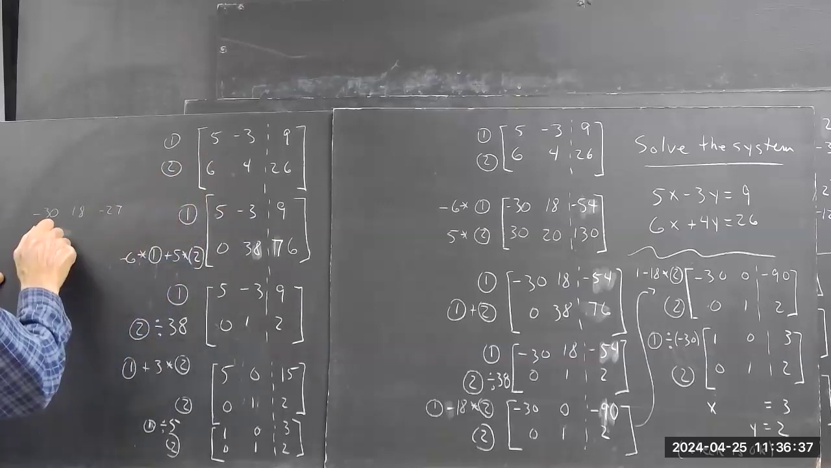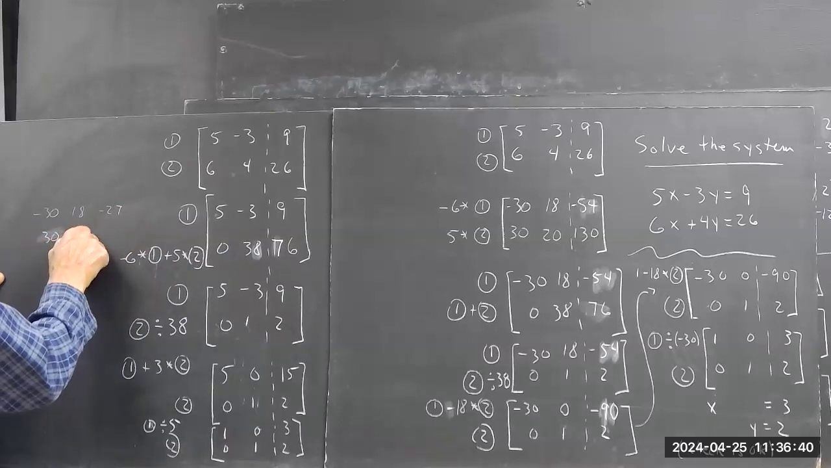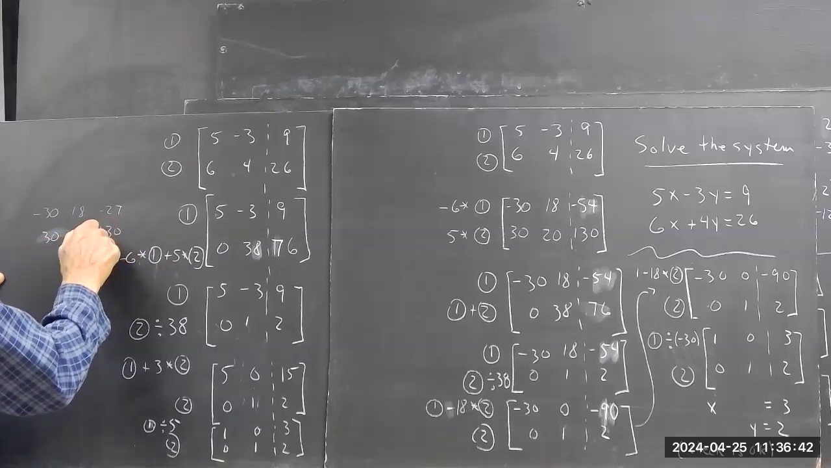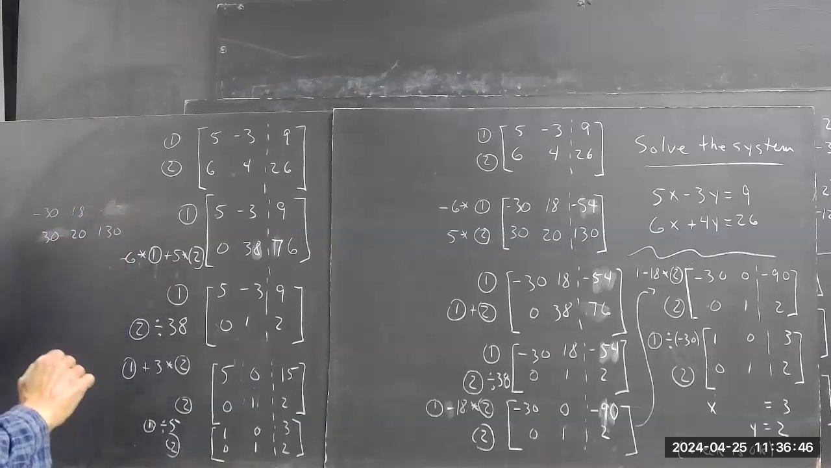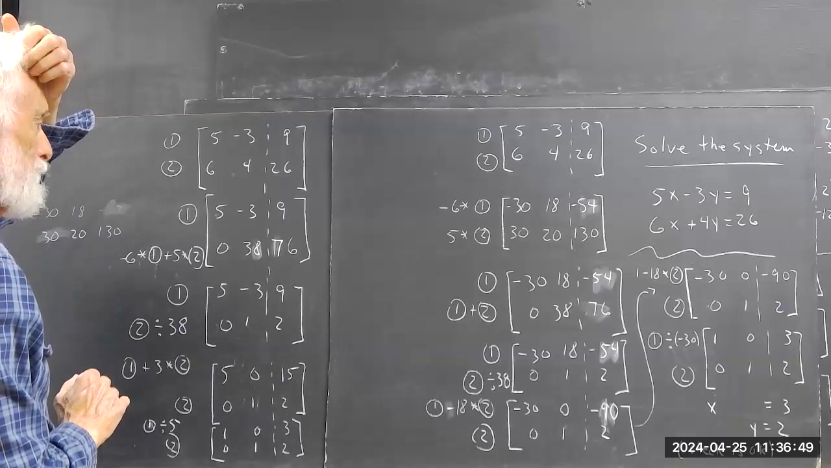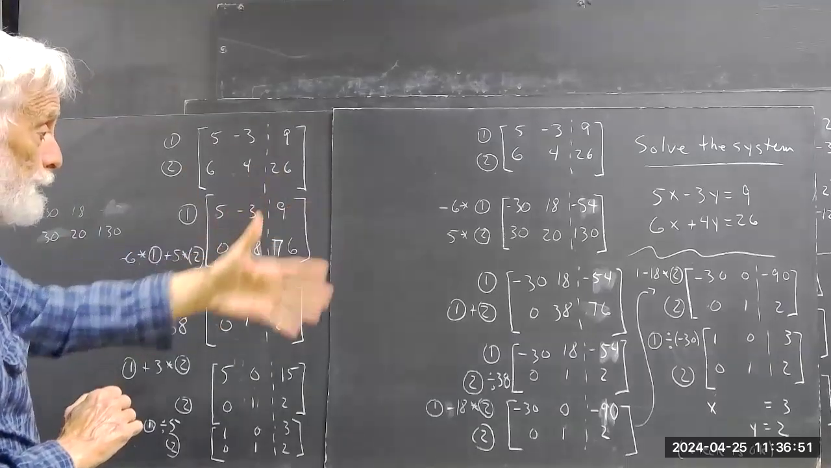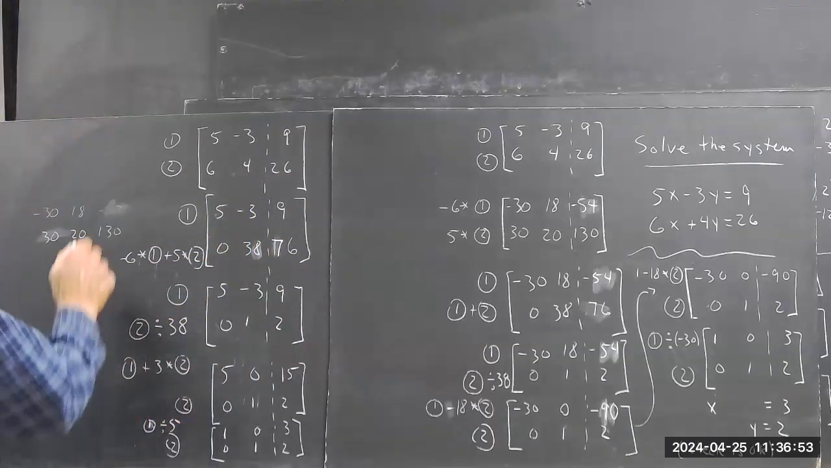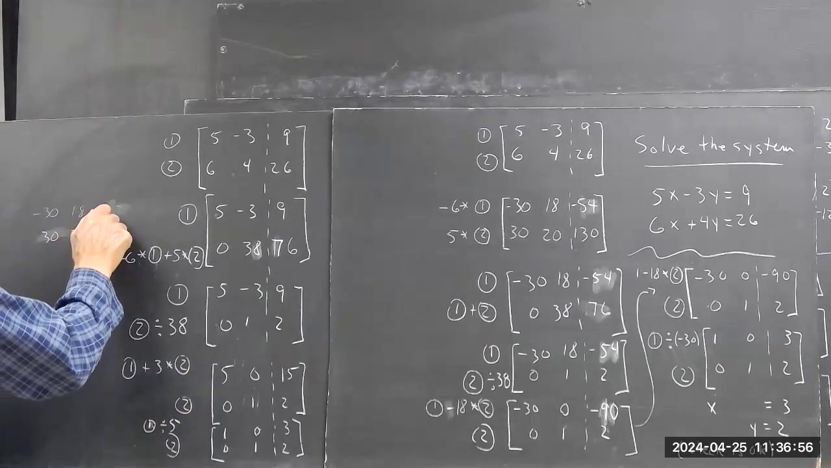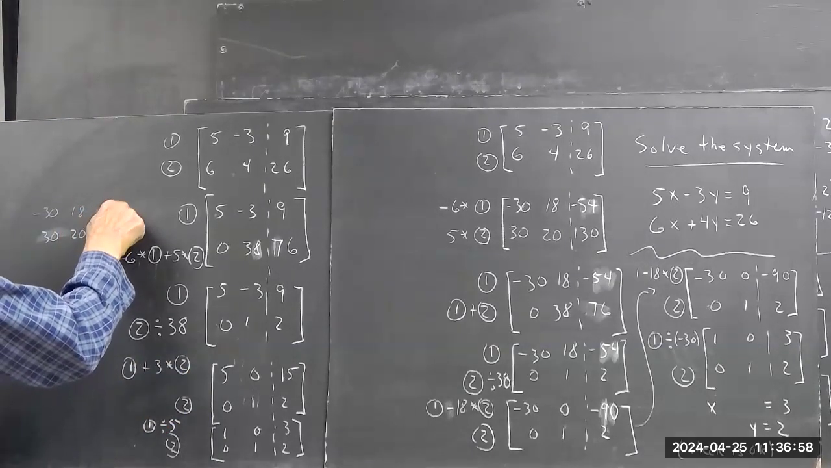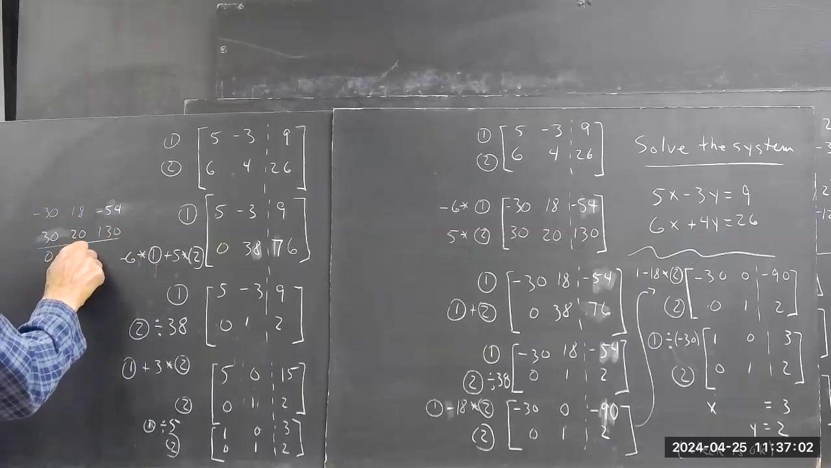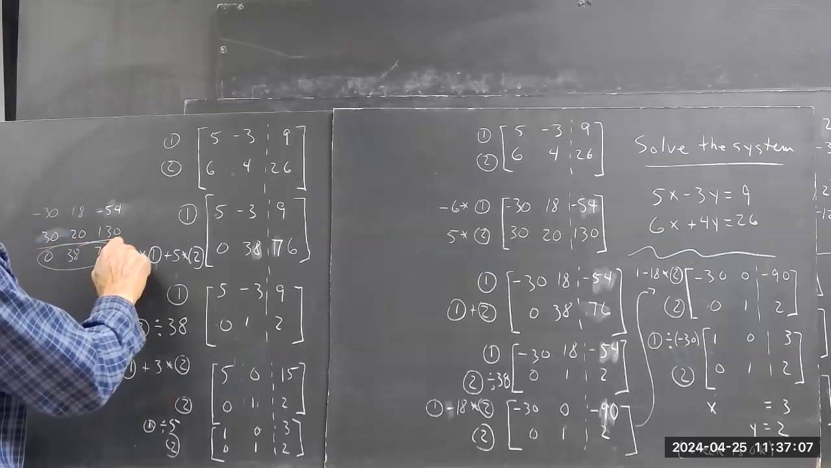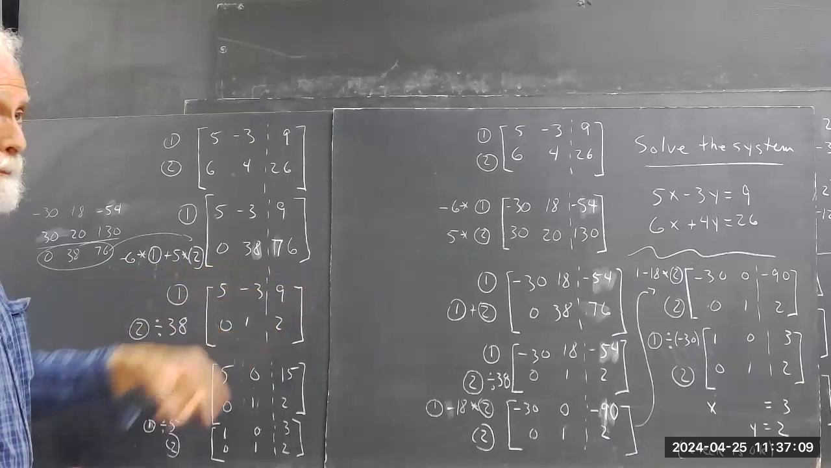5 times this row 2 would have been 30, 20, 130. And I keep wanting to write 27 there. Where am I getting 27? It's stuck in my head somehow because it's nowhere on the board now. It was there. Anyhow, this would be -54. Okay, when we add these up, we get 0, 38, 76. So that's what we put here.